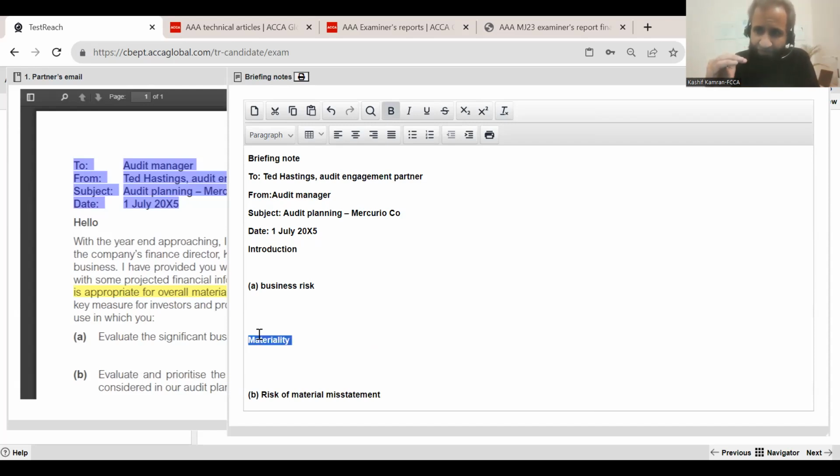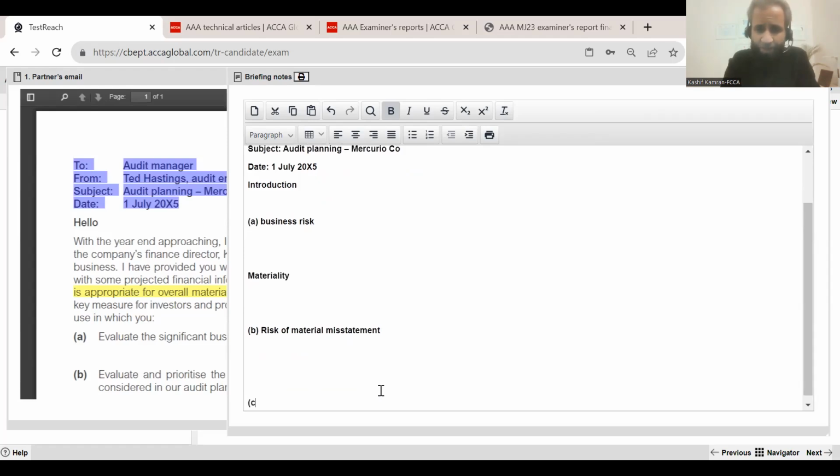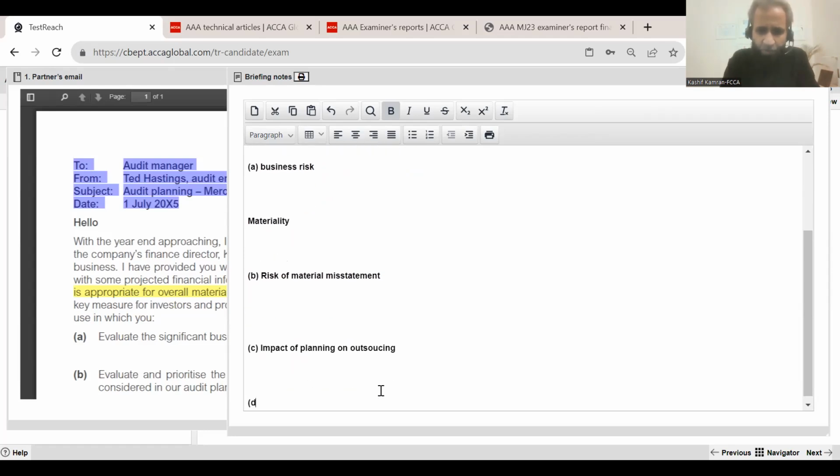So you finish off business risk. Where you finish off the answer for business risk, you will put another heading, materiality. You will then determine the materiality, and then you will start the answer for risk of material misstatement, which is B. And then in the same order, you will go down, wrapping up the answer for risk of material misstatement. You come to C. C will be the impact of outsourcing on planning. And the D will be the audit procedures. D will be the audit procedure. So that is how you structure the briefing note. Again, the materiality paragraph will come above the requirement of audit risk and risk of material misstatement.